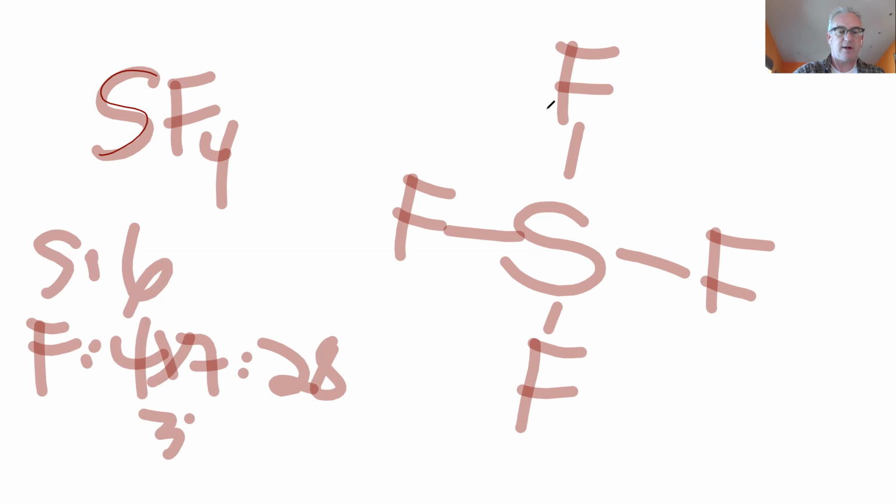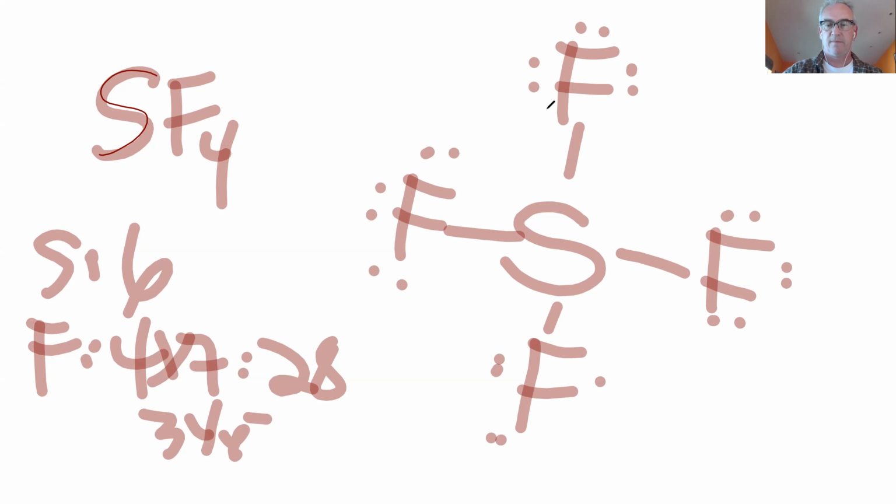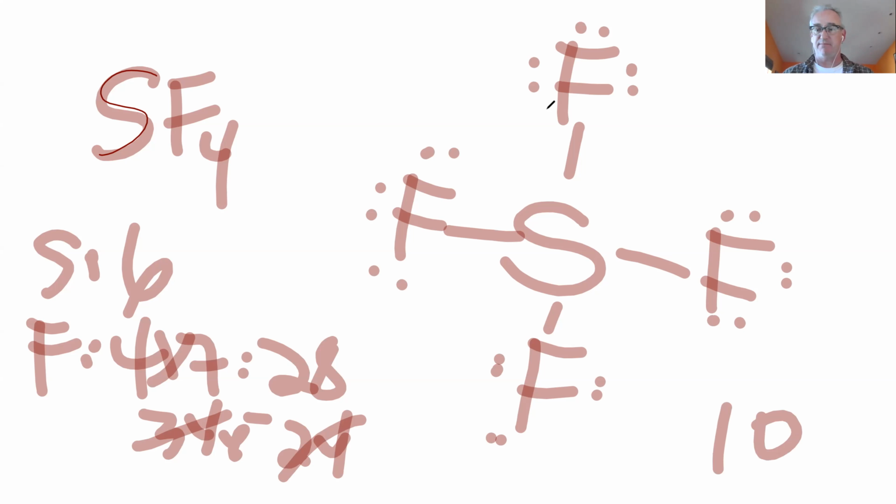That is 34 electrons. So as usual, go around the outside, 1, 2, 3, 4, 5, 6, 7, 8, 9, 10, 11, 12, 13, 14. But I've already screwed it up. So that's 6 times 4, that's 24. That leaves me with 10. We've got 8 electrons in bonds. That leaves me with 2. Where do I put the 2 electrons left over? In the middle. Always put them in the middle.